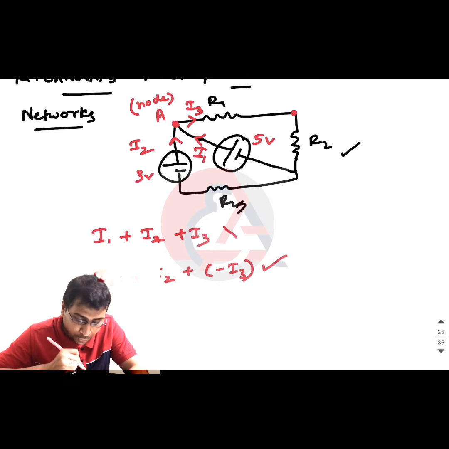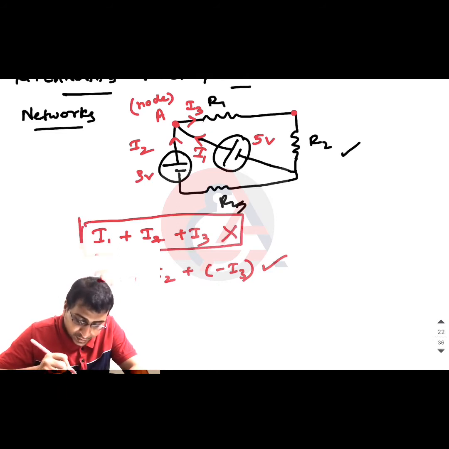You are not supposed to use the first expression. So do not use this. This is the right way of writing. So the algebraic sum of all the currents entering the junction is equal to 0. Means I can say I1 plus I2 is equal to I3.